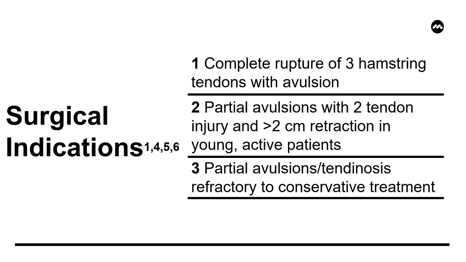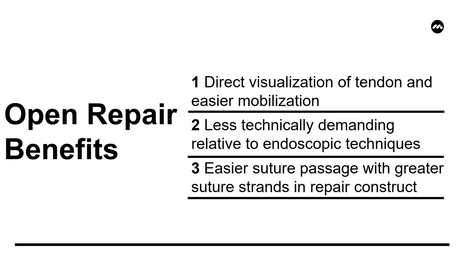In general, surgical indications include complete 3-tendon hamstring ruptures, partial avulsions with 2-tendon injury and more than 2 centimeters of retraction in active patients, and partial avulsions or tendinosis refractory to conservative measures for typically 6 months. Repair may be performed endoscopically or open, as we describe in this technique.